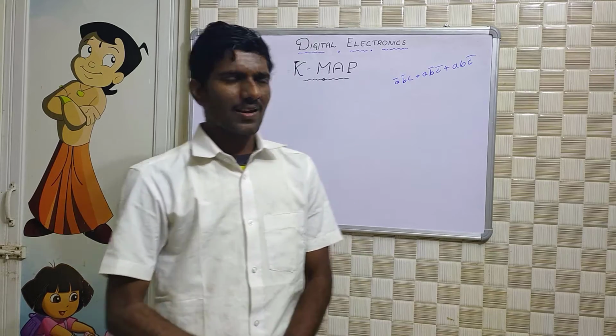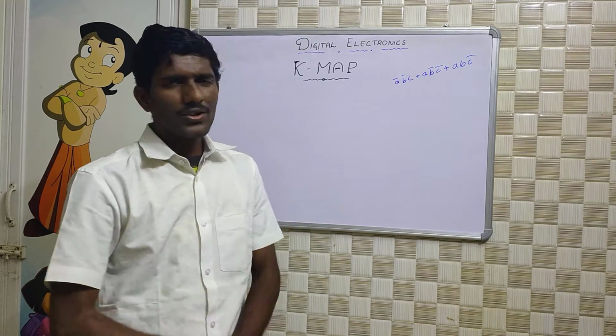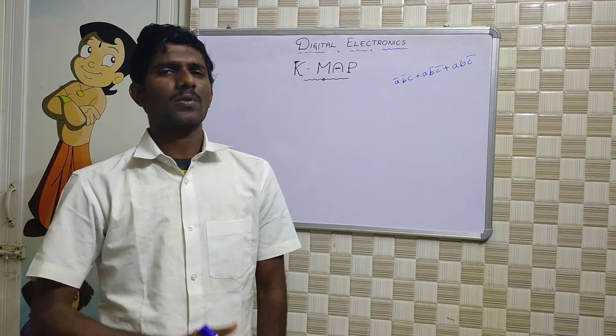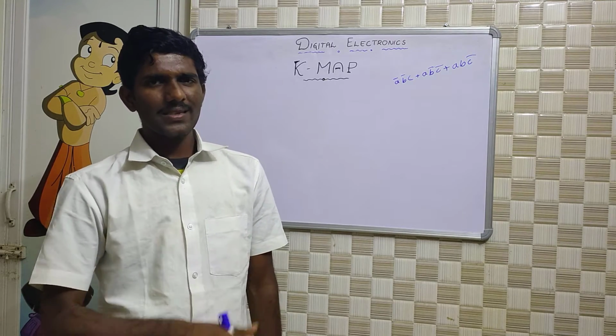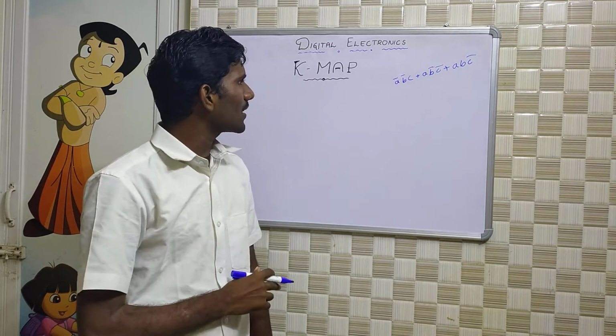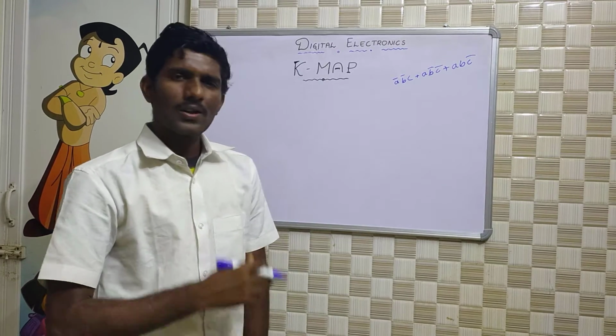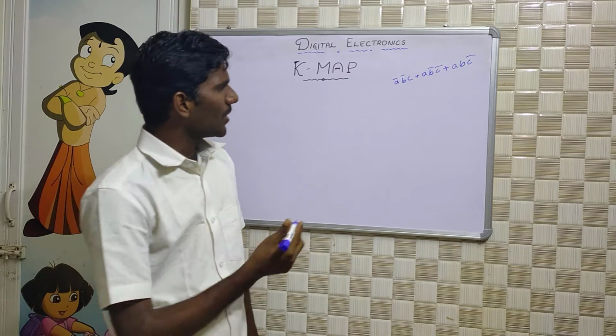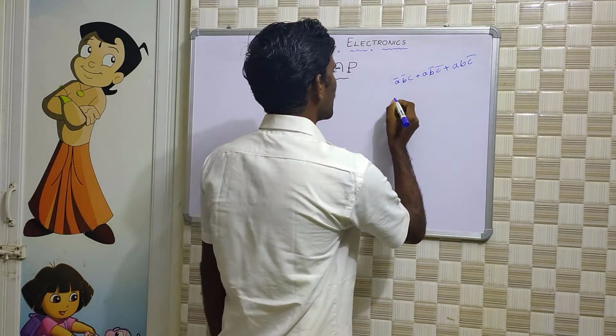In the last class we have seen reduction of Boolean algebraic expressions by using the properties and theorems. In this class we are going to deal with one more technique called K-map to reduce Boolean algebraic expressions. Let me take an example.